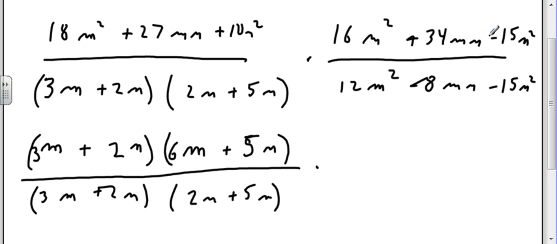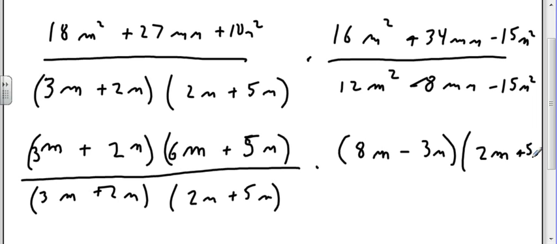Fine. Now I'm going to do the same thing for this guy. And I'm going to say, polynomial solver, and I'm going to put in a 16 and a 34 and a minus 15. I'm going to write down that this is going to be 8m minus 3n times 2m plus 5n. All right, so I got minus 15n squared.